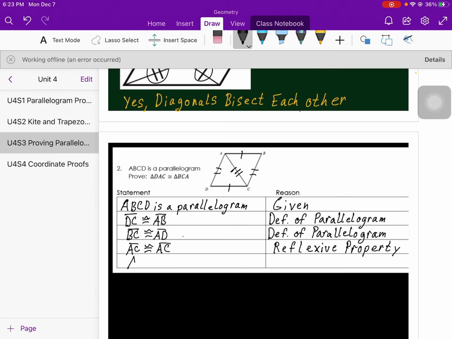So we can write the prove: triangle DAC is congruent to triangle BCA by side, side, side.